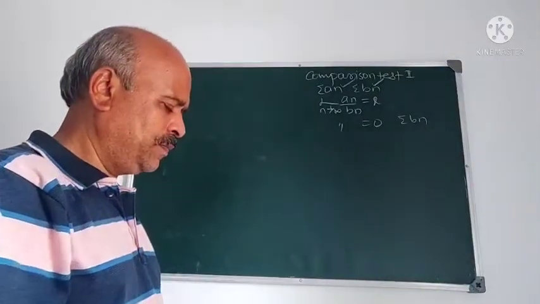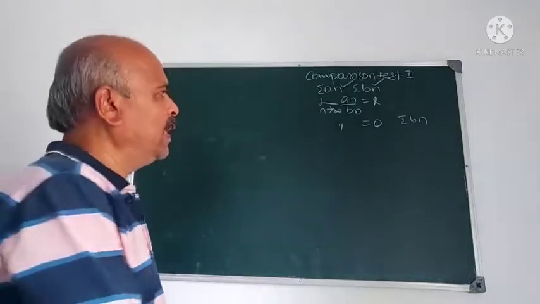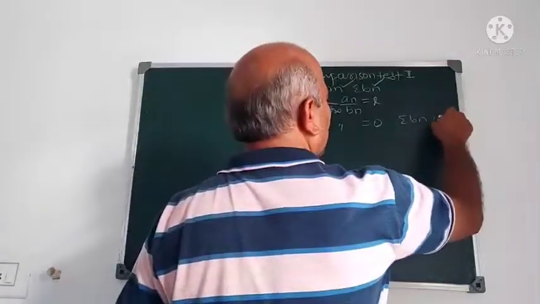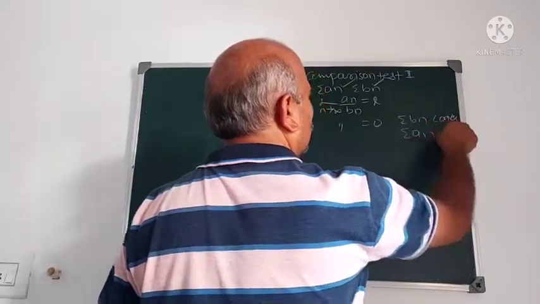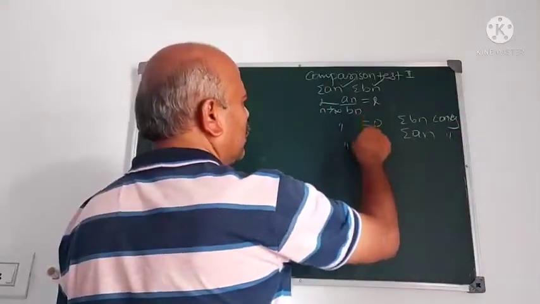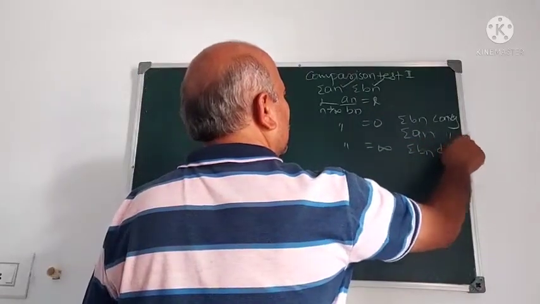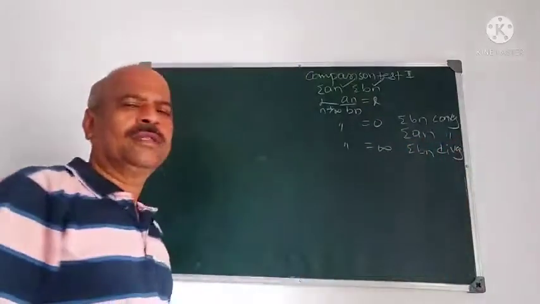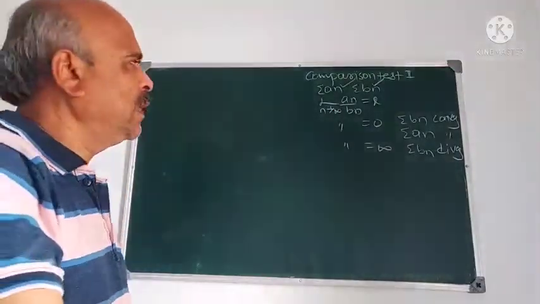Let me verify. Yes, if the limit is 0 and sigma Bn converges, then sigma An also converges. And third, if the limit is infinity and sigma Bn diverges, then sigma An also diverges. This is practical comparison test.